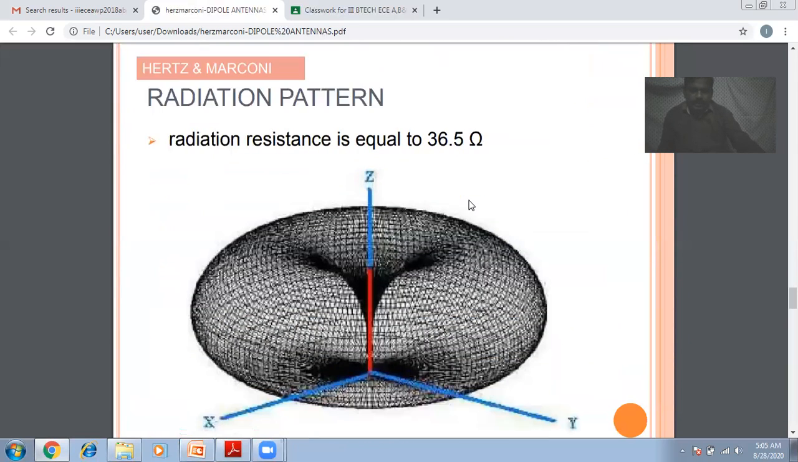This is the radiation pattern, and let us see here. The radiation is half that of the dipole antenna. Therefore, the radiation resistance is also half that of the dipole antenna. So 73 by 2 ohms is equal to 36.5 ohms.